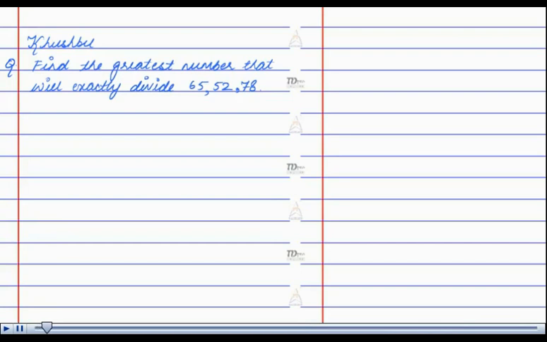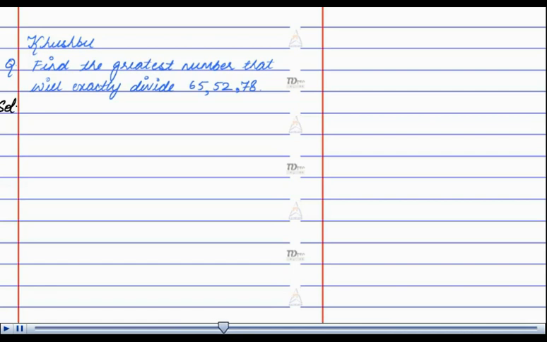Hello, I am Khushbu. The question is, find the greatest number that will exactly divide 65, 52 and 78. The greatest number that will exactly divide 65, 52 and 78 is nothing but the highest common factor of these three numbers.